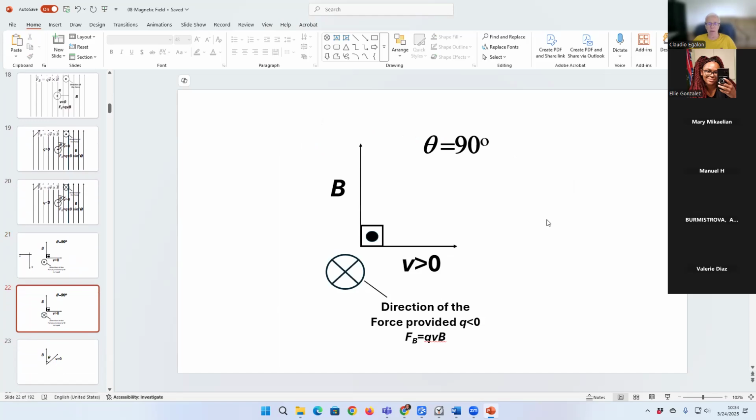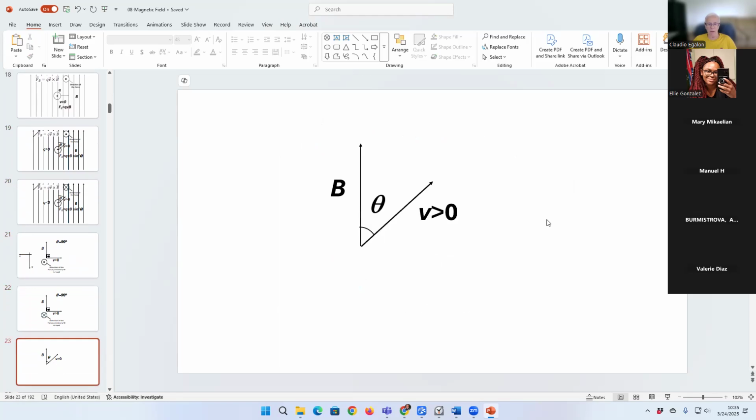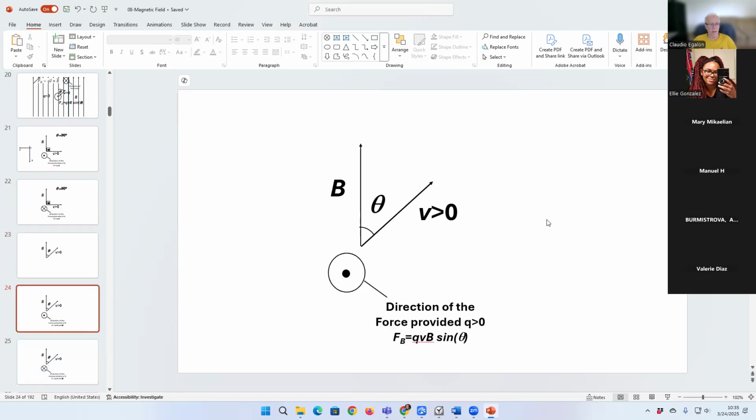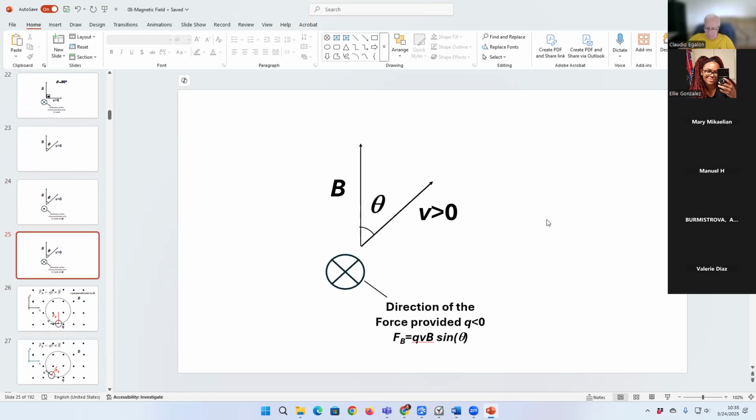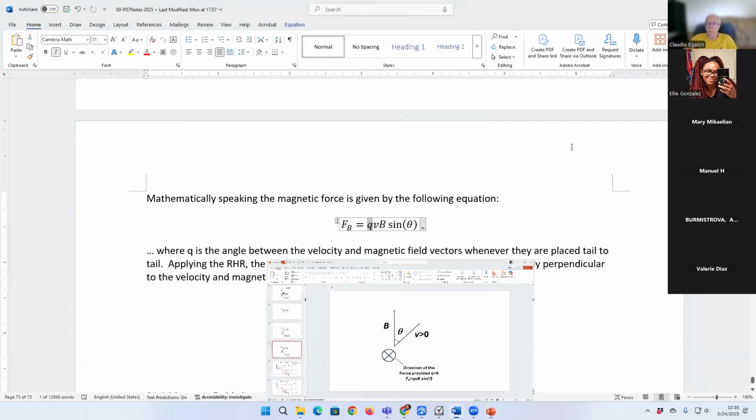What about this one? V greater than 1. Force provided Q less than 0, Q greater than 0, Q less than 0. Okay, here you go. Same thing here. If Q is greater than 0, then the vector force should be coming out away from the spring, right? If the charge is negative, it's towards the spring.